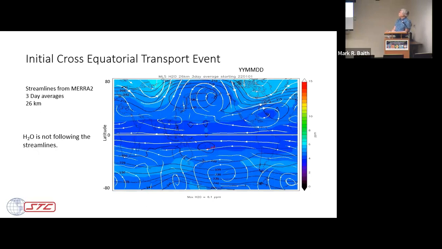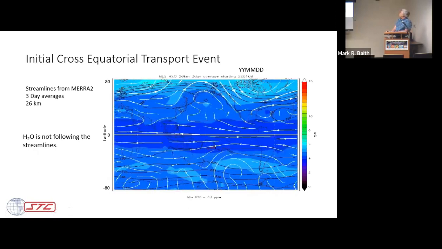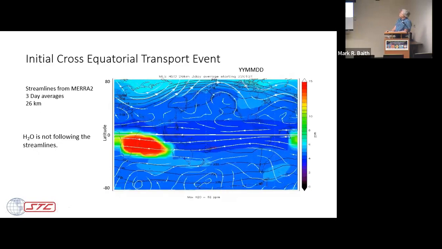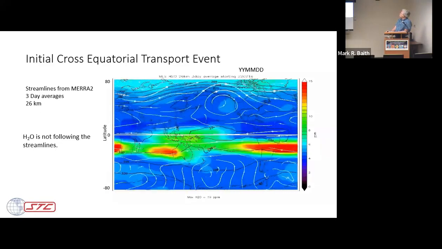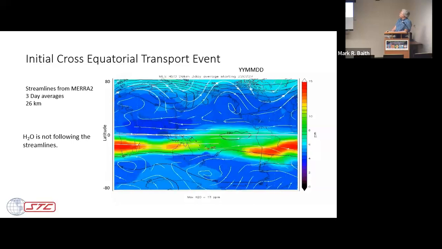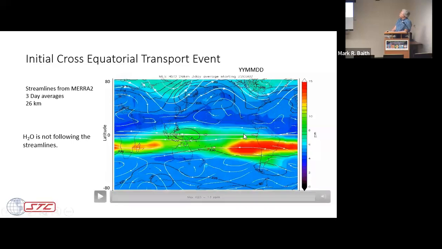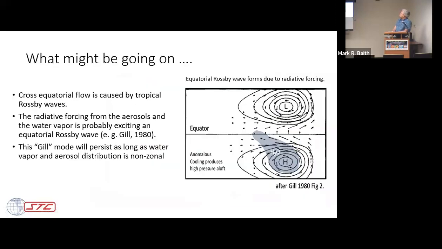Okay. So let's see if this will start. Okay. Might be able to just shift. Okay. There you go. So you're going to see the eruption, and it starts heading off. I changed the scale slightly on the water vapor, but boom, it's already across the equator. And the flow vectors are not sending stuff in that direction. So it's not following the streamlines from MERRA-2. It's doing its own thing. Okay, so why did that happen?